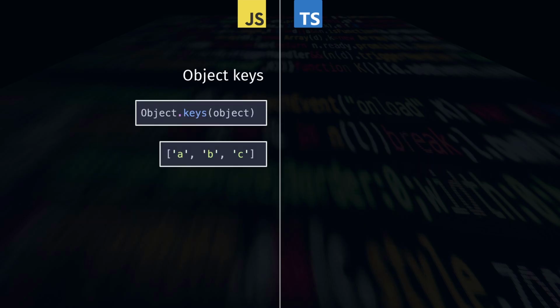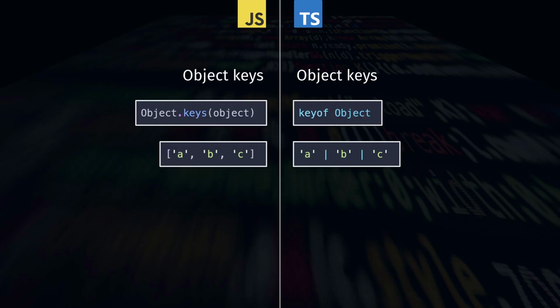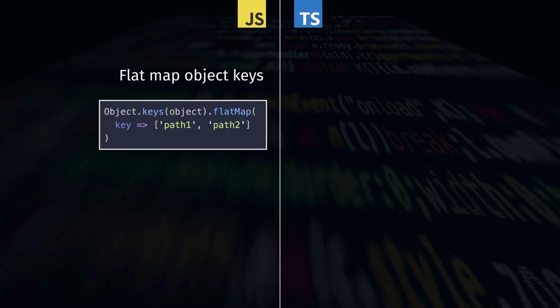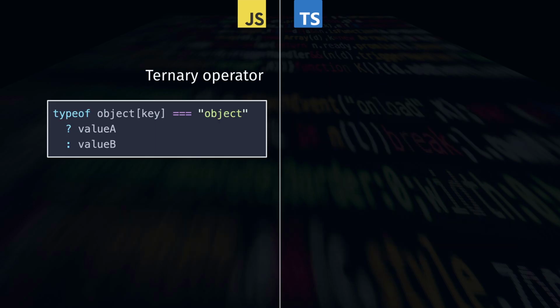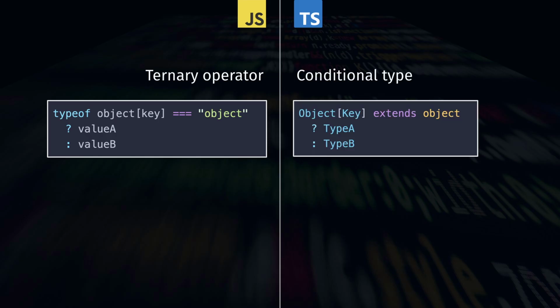In TypeScript, to get the object keys, we use the keyof operator. That works, but alone doesn't help us address each individual key and decide what to do with it. To get our flat map equivalent, we use mapped types. Just like in flat map, you can map a single value, an object key, into a set of many values, a union type. The ternary operator in TypeScript is known as a conditional type and has exactly the same syntax, except its condition must be based on extends. With extends, you can check if a type is assignable to another type, so for instance, check if our value type is an object, like we did in JavaScript.